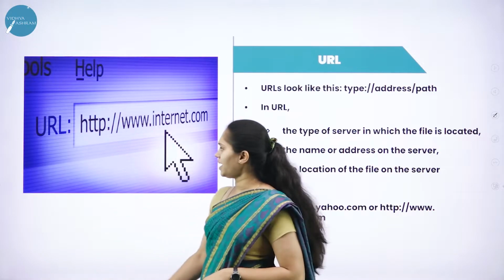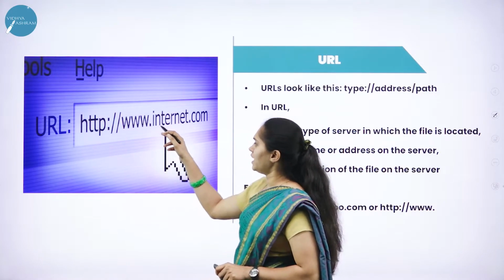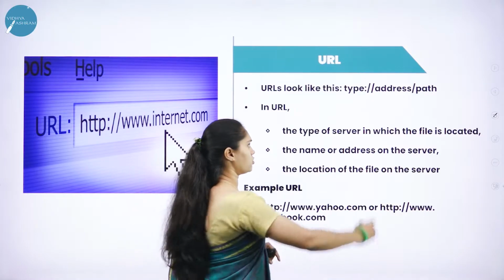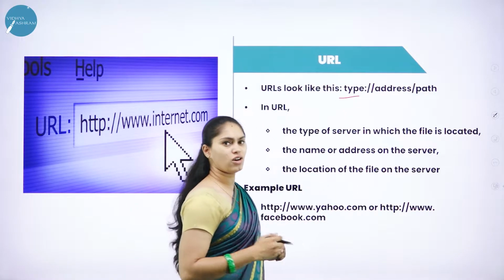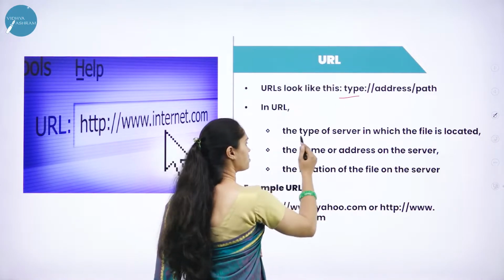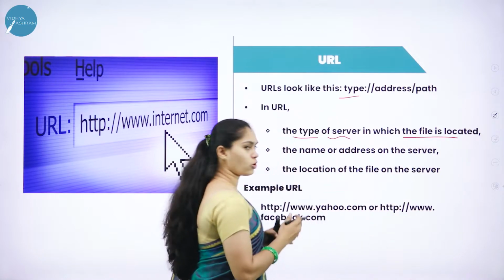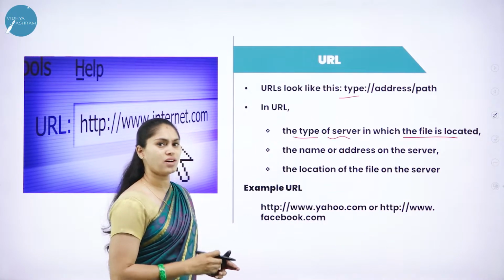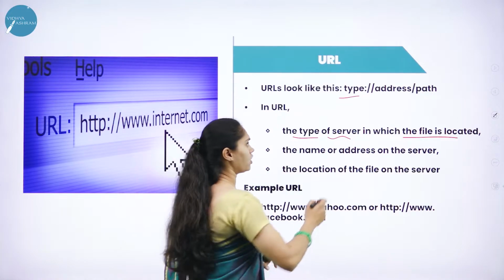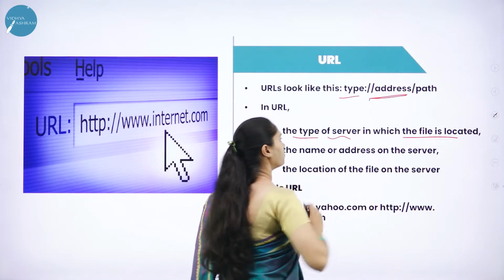So here you can see the example, http://www.internet.com. What does it indicate? First, it includes a type. So what kind of server is the file located in? That means the type specifies the type of server in which the file is located. So in which kind of server do we have a file which resides, and also we have an address, ://, and then we have an address.